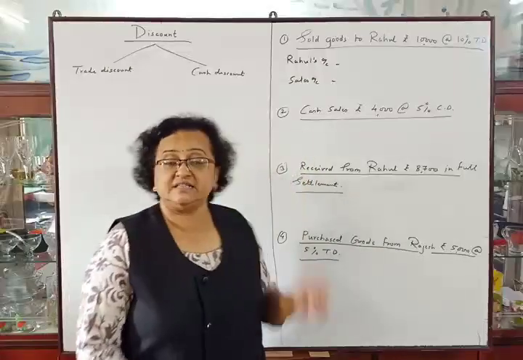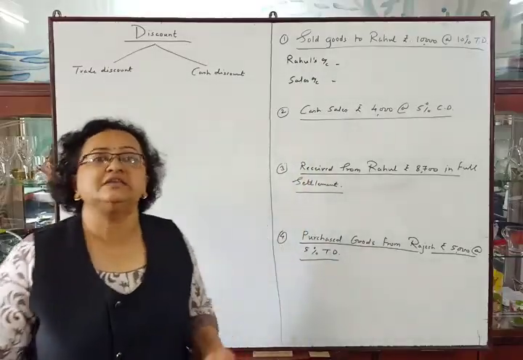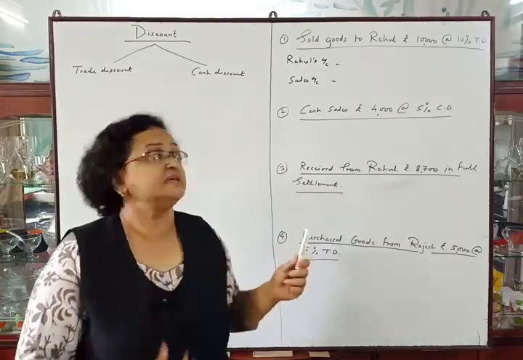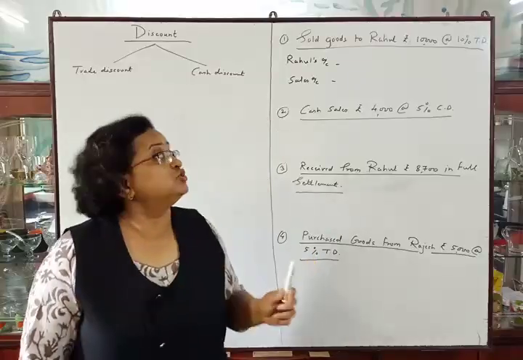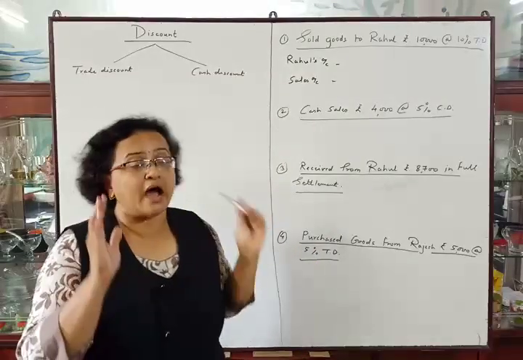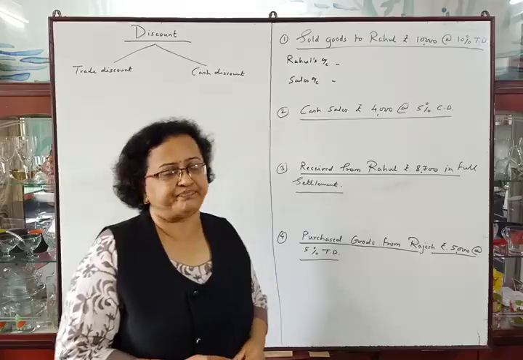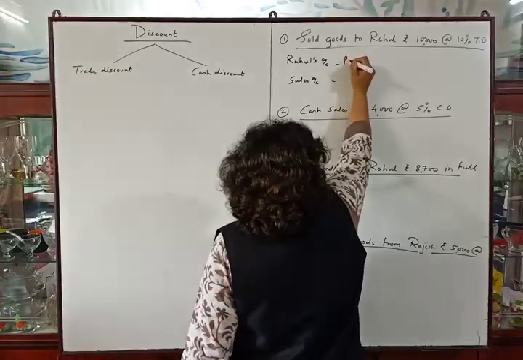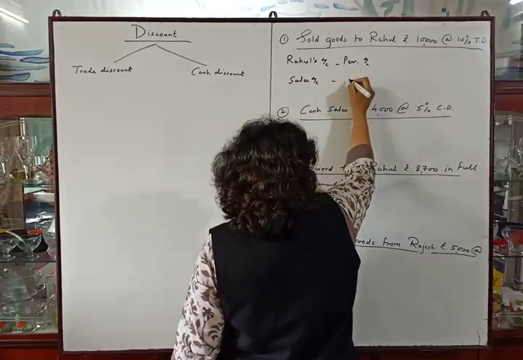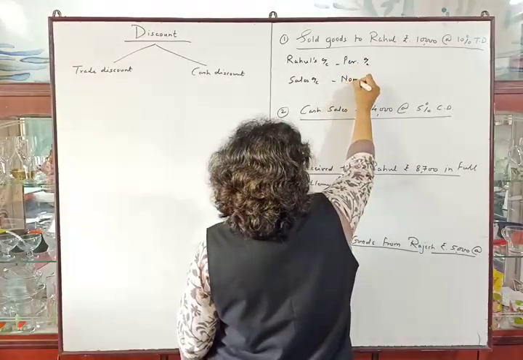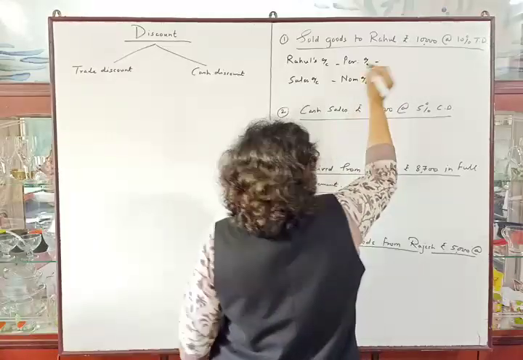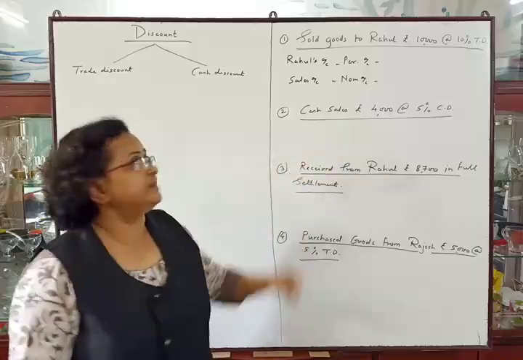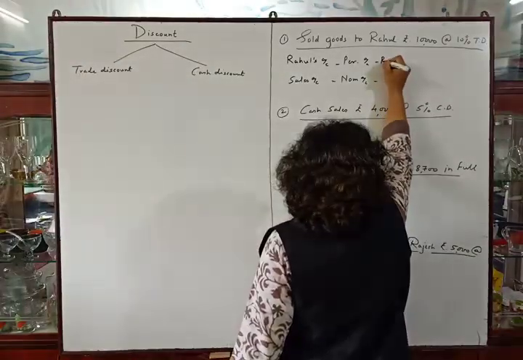This is a credit transaction because party's name is given. For cash, words are not there in the sentence, and this is the entry of sale. So two accounts will be maintained, Rahul's account and sales account. Here Rahul's account is personal account and sales account is nominal account. We are selling goods to Rahul, means Rahul is the receiver. So Rahul's account is debited.